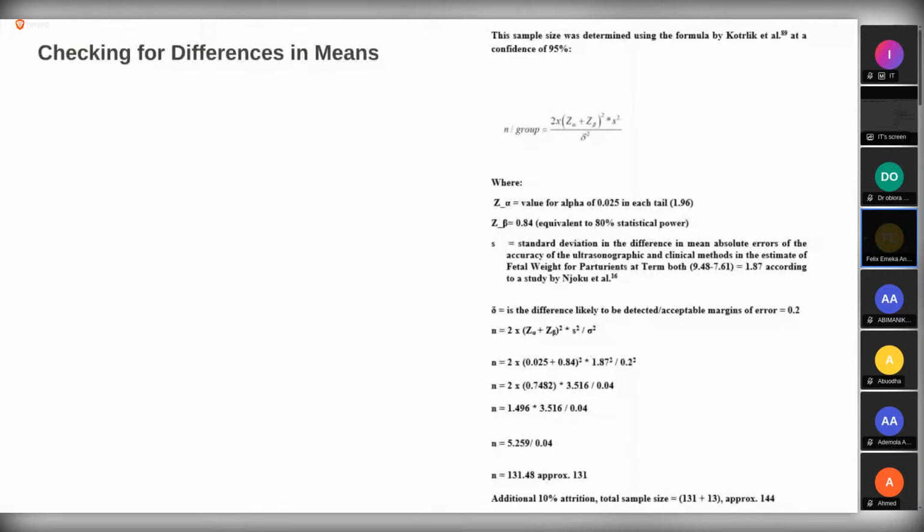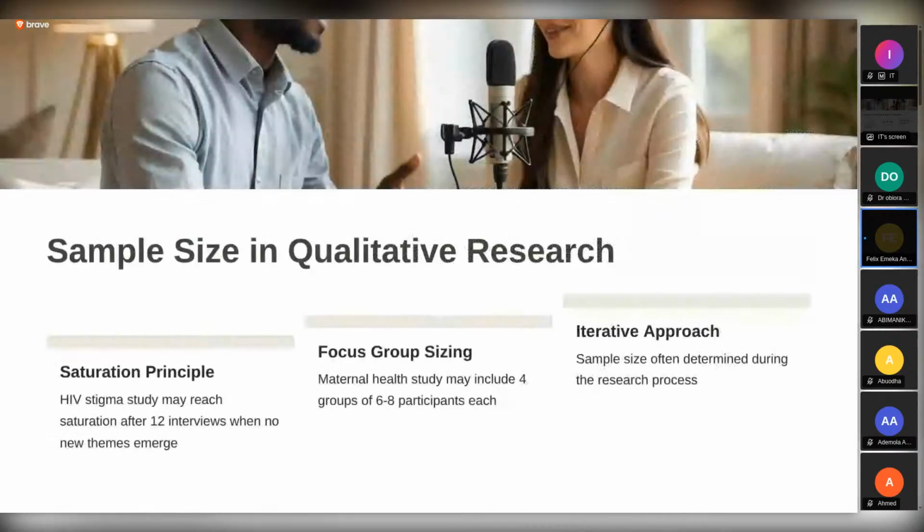Then you now square it by 2. So every other thing here is a constant, including the tolerable error. Then it will now give you your minimum sample of 131. You will now add your 10% non-response, all right, to be able to get 144. So these slides will be shared with you so that you can take your time and study these things.